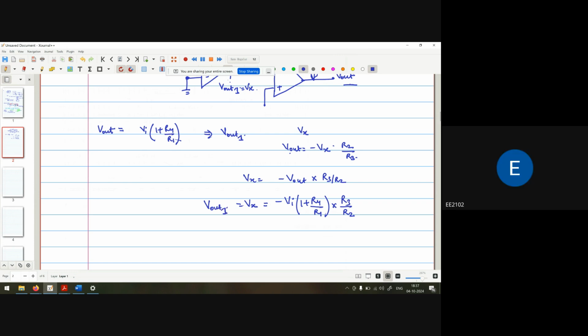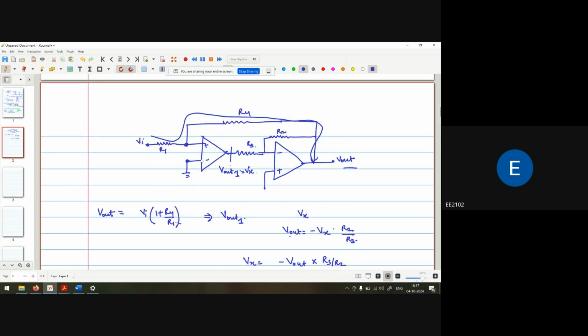Why are we including the 1 plus in Vout? Basically, the Vout is only because of Vi, and Vi is connected to the positive terminal. The feedback is negative but the input is at the positive terminal, which means it behaves as a non-inverting amplifier. And what is the gain of a non-inverting amplifier? Vi into 1 plus Rf upon R1. So Vi into 1 plus R4 upon R1, that is the Vout.